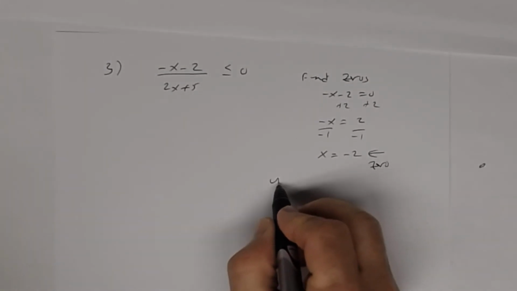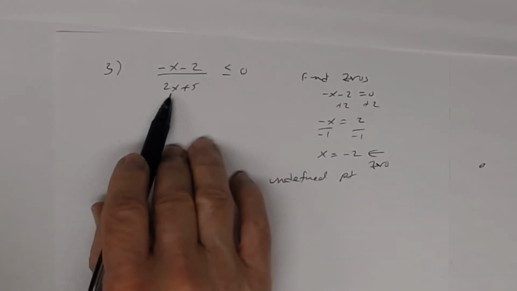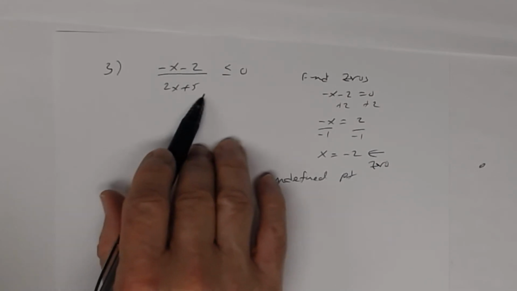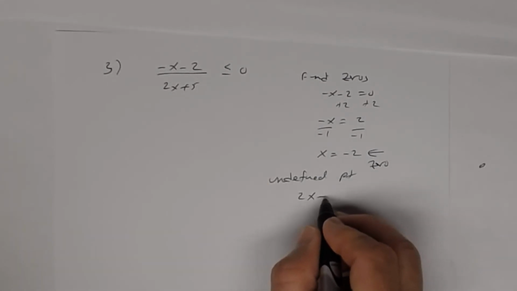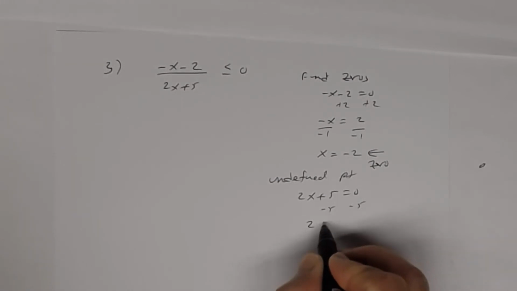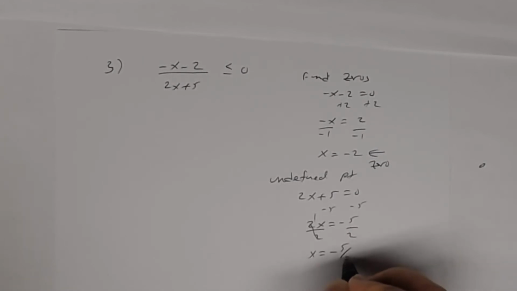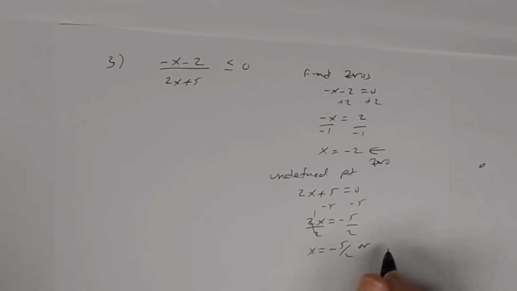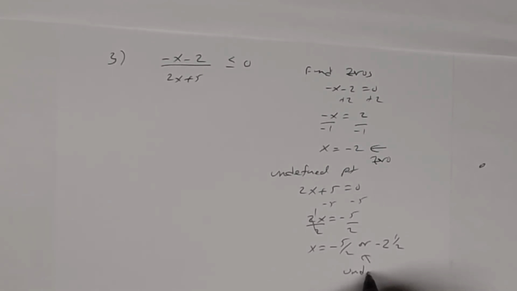Your undefined point is where this rational expression is undefined. A rational expression is undefined when the denominator is 0, because you can never divide by 0. So we're going to set that equal to 0, just like this. I'm going to solve this linear equation: subtract 5 from both sides, I get 2x equals -5, divide both sides by 2, and my undefined point is -5 halves, or as a mixed number, that's -2.5. So there's your undefined point right there.